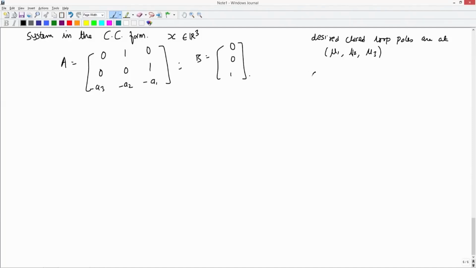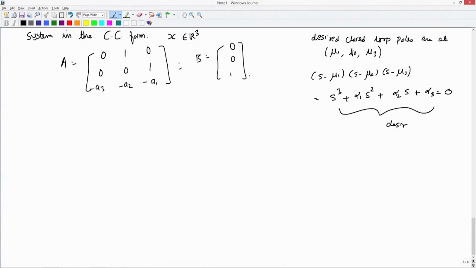Okay. So, my desired characteristic equation would be like this. Let us write this down as s cube plus alpha 1 s square plus alpha 2 times s plus alpha 3 is 0. So, this is the desired one, in such a way that mu 1, mu 2, mu 3 and in turn alpha 1, alpha 2, alpha 3 are known.